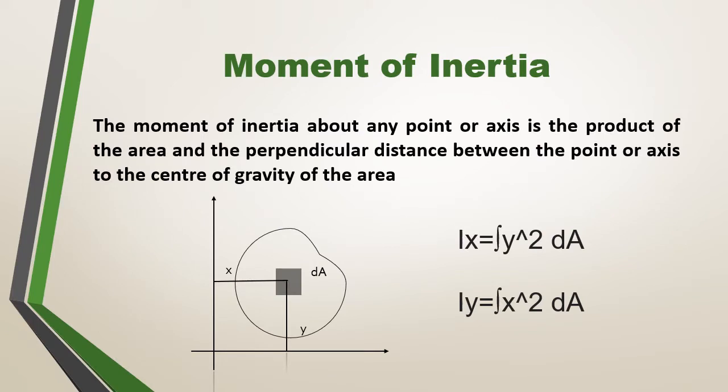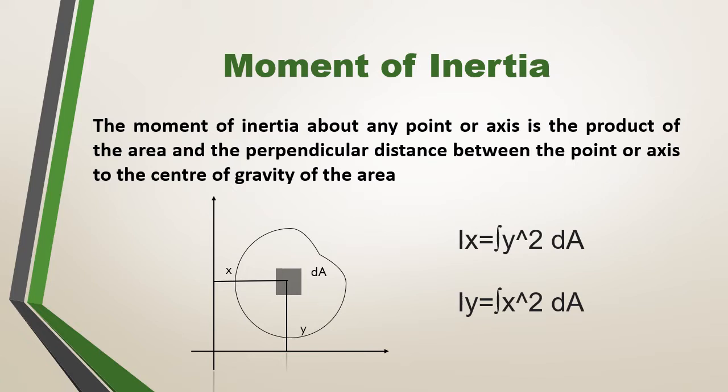Today's lesson we're going to start with moment of inertia. Moment of inertia about any point or axis is the product of area and the perpendicular distance between the point or axis to the center of gravity of the area. Moment of inertia is also called the second moment of area, and for this figure this is the formula for the moment of inertia.